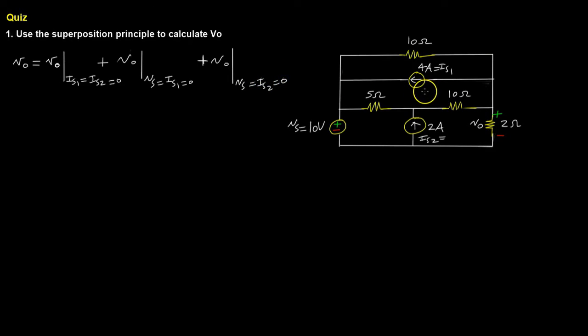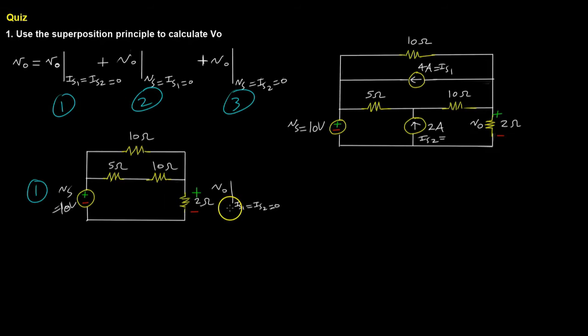So let's think about it. At any given time, we're crossing out sources. For the first case, we're crossing out the current sources. Let's write these out case by case. First, we cross these guys out, keep one on. Then we cross out the voltage source and one of the current sources. Then we cross out this guy and this guy. So that makes sense. I'm going to go ahead and pause and write down the simplified circuits.